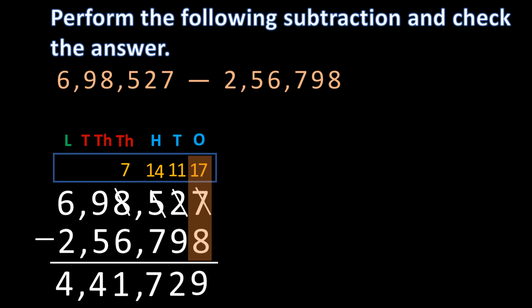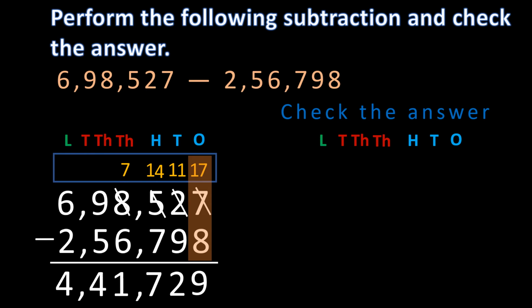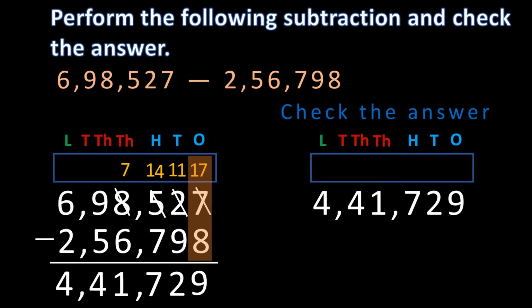Look, there is a way to check our answer. Let's check it out. So again, write all the places: ones, tens, hundreds, thousands, 10,000s and lakhs. Then draw a carry-on box. First, we will write the difference 4,41,729 on top according to their place value like this. Then add the smaller number from the question.